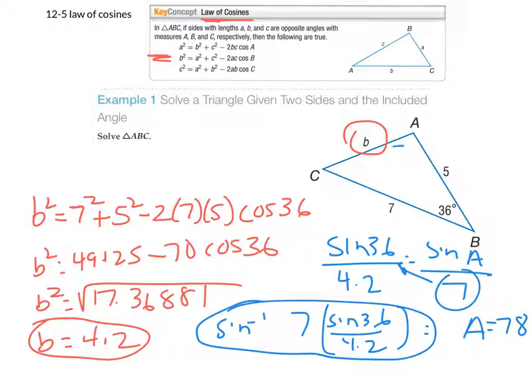So this is 78, and then if we add 78 to 36, and subtract that from 180, we get 66. So now we know all three sides and all three angles.